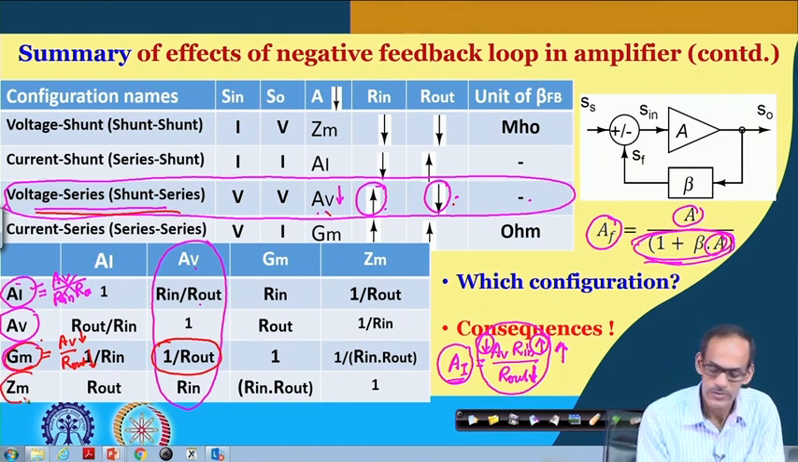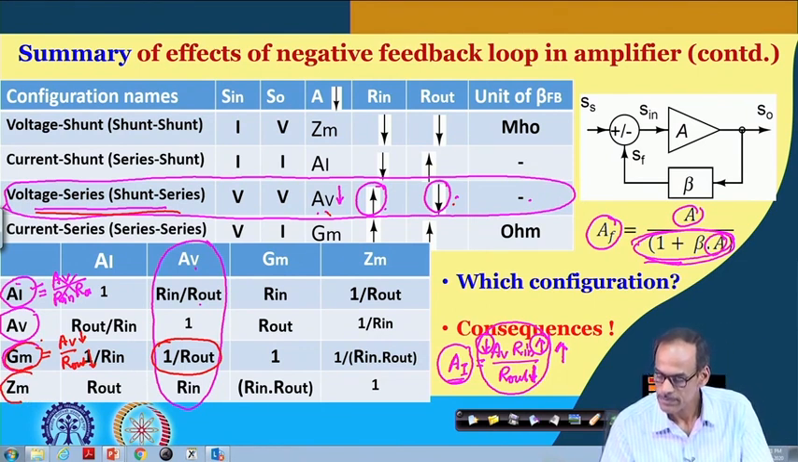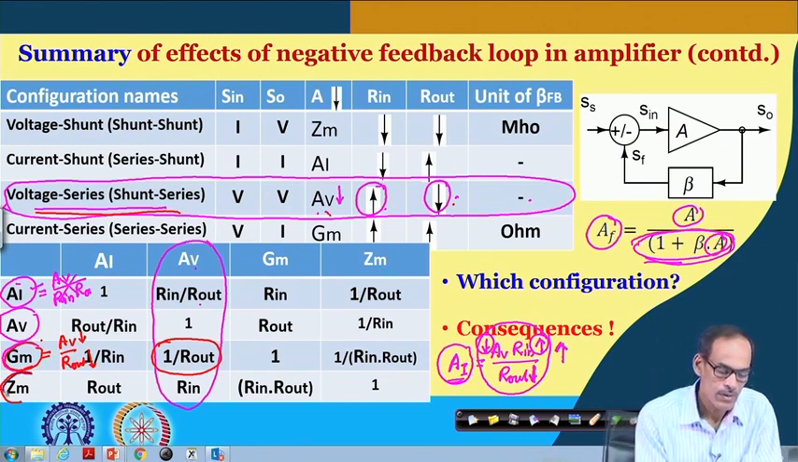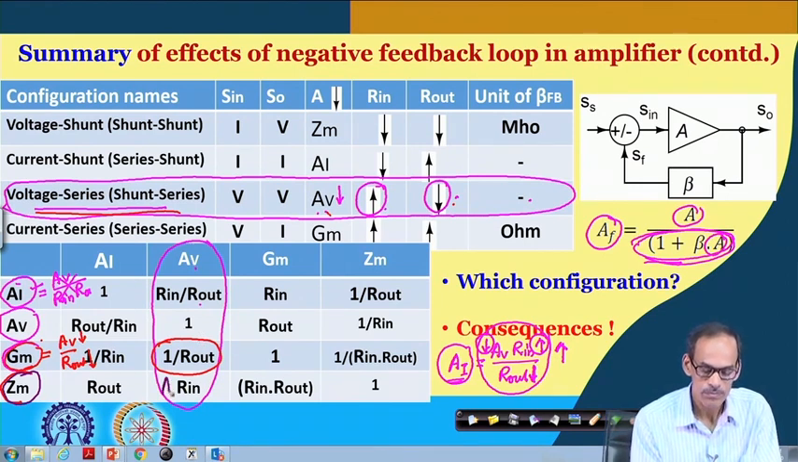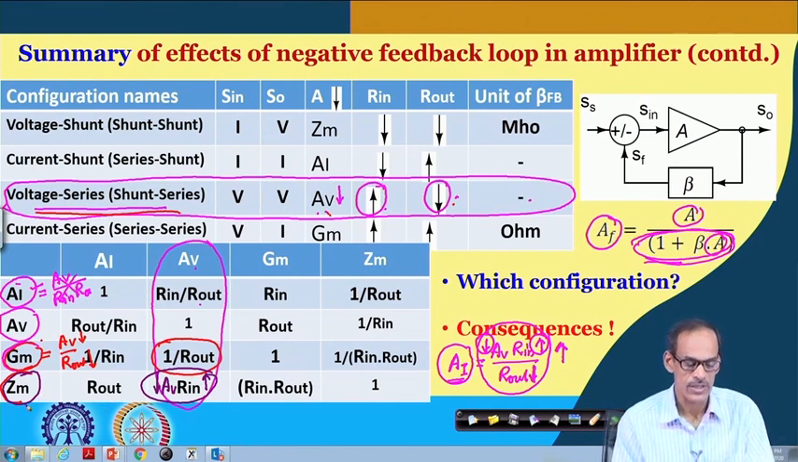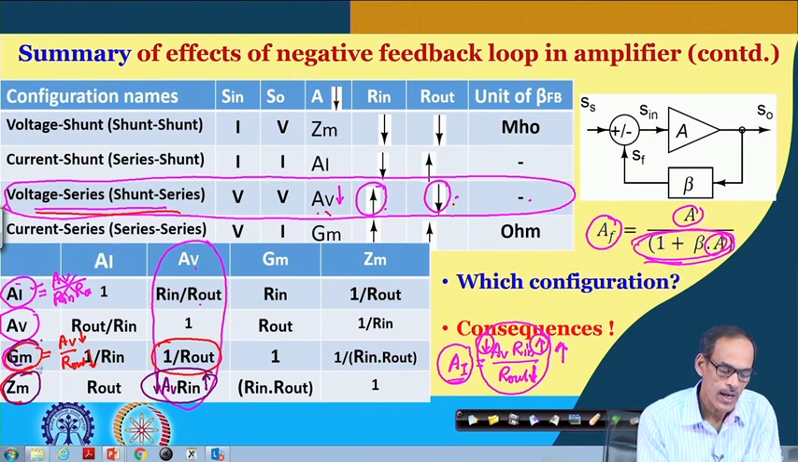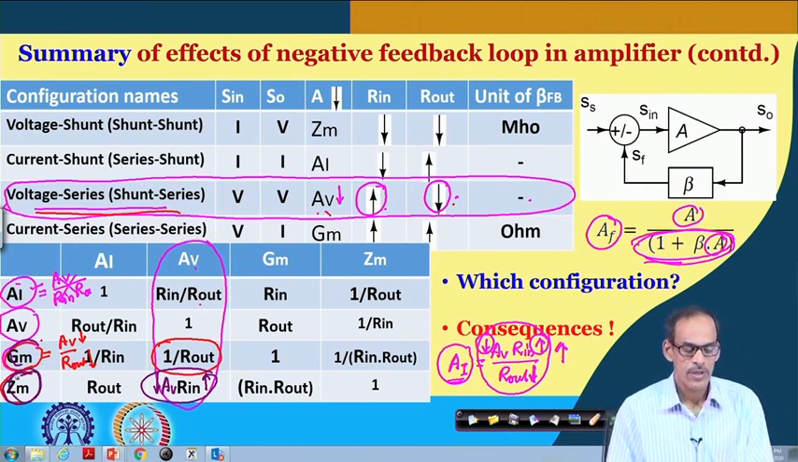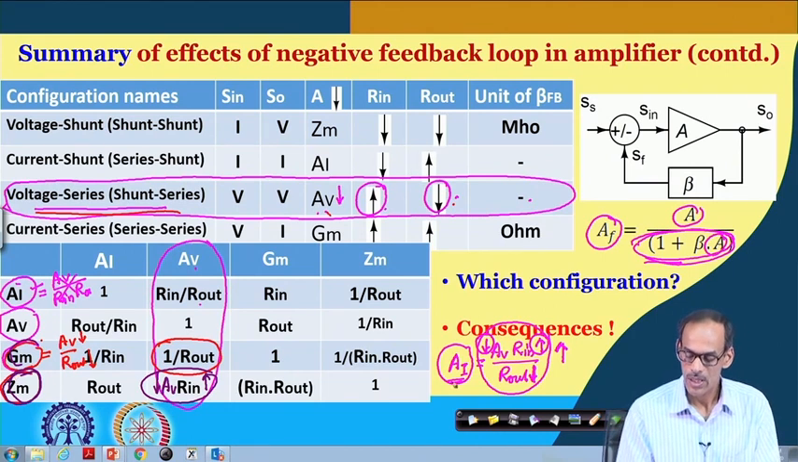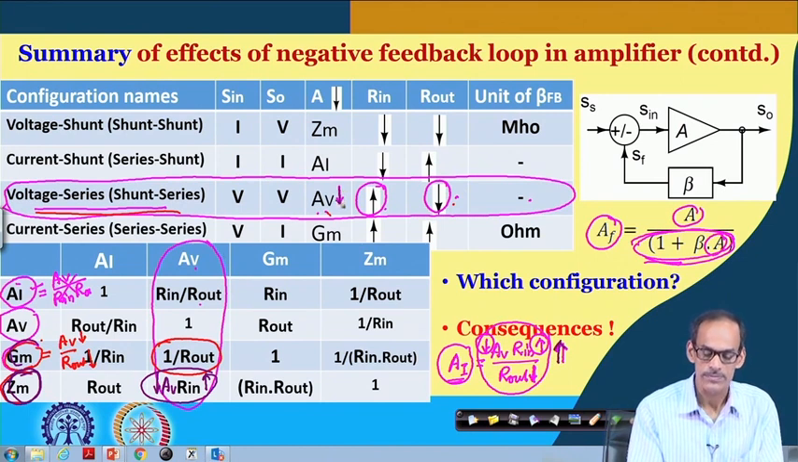So, if you look into Zm, it is AV into R in, and this AV is getting decreased and R in is getting increased. So, again here also this Zm is not having any change. Both Gm and Zm are not having any changes, but the AI is getting increased and AV, of course, is getting decreased.